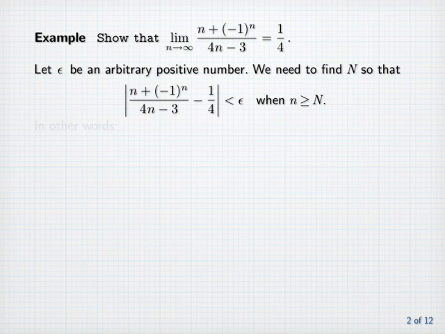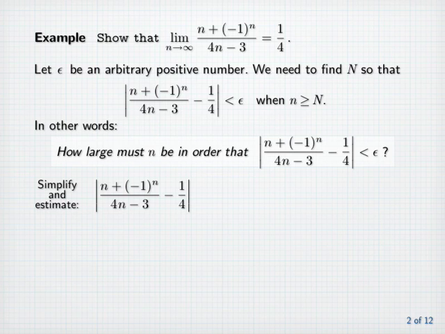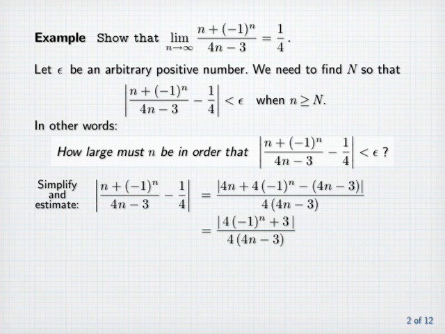In other words, we need to answer the question, how large must n be in order that the absolute value of the nth term of the sequence minus 1/4 is less than epsilon. Our next step is to simplify and then estimate the absolute value of (n plus (-1)^n) over (4n minus 3) minus 1/4. We do this by combining the two terms over a common denominator, 4 times (4n minus 3). Simplification shows that the numerator equals the absolute value of 4 times (-1)^n plus 3.